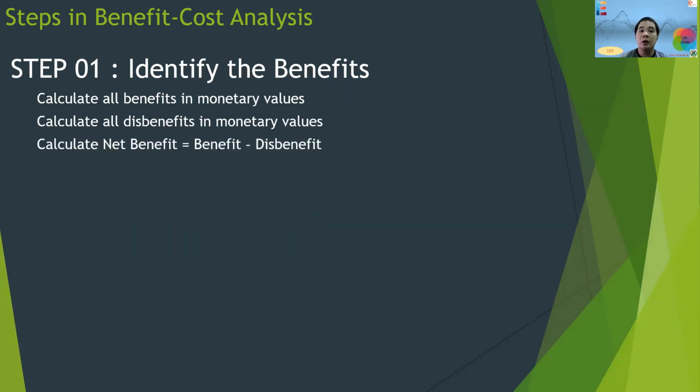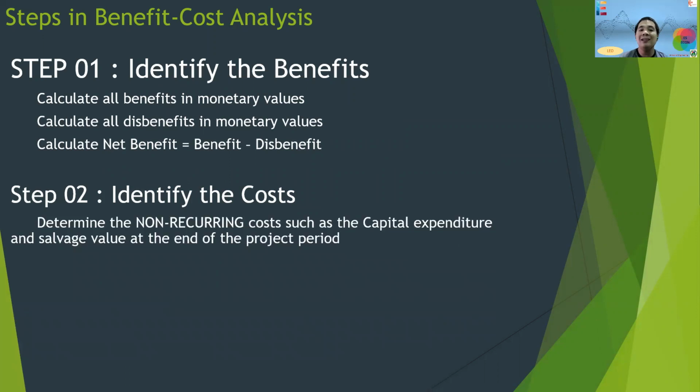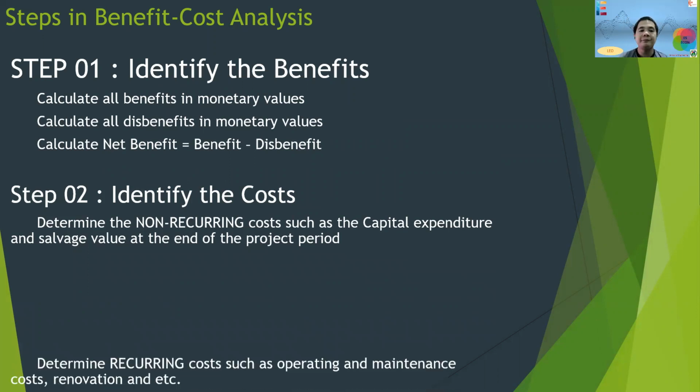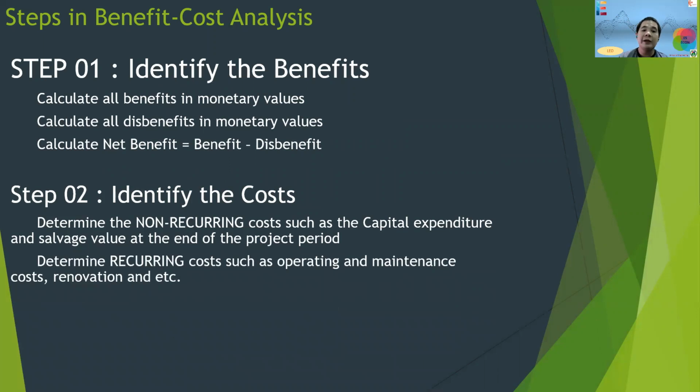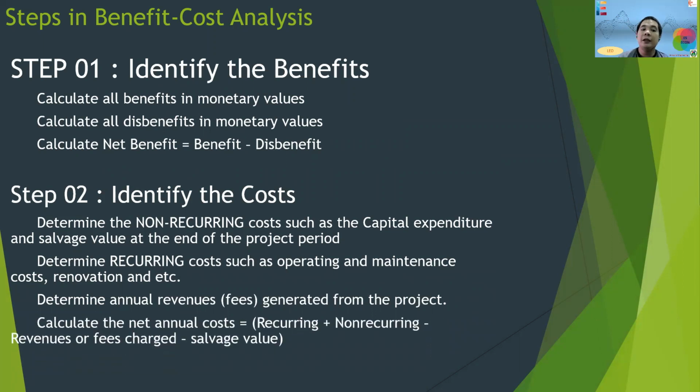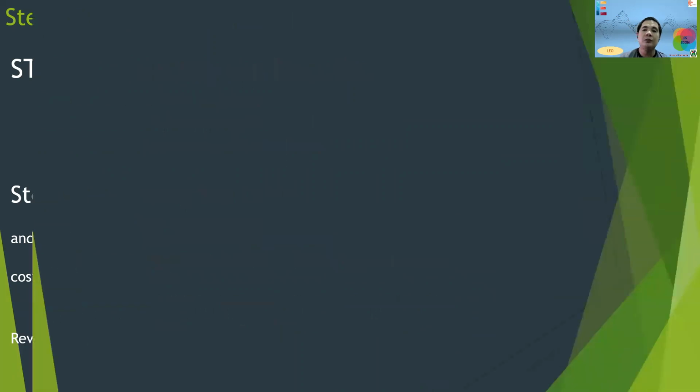Calculate the net benefit, wherein your benefit minus your disbenefit. And then step 2, identify your costs. When it comes to cost, determine the non-recurring costs such as the first time investment and the salvage value at the end of the project period. Number 2, determine the recurring costs such as operating and maintenance, renovations, and so on. Then determine the annual revenues generated from the project. Calculate the net annual cost: recurring plus non-recurring minus revenues or fees charged minus salvage value.